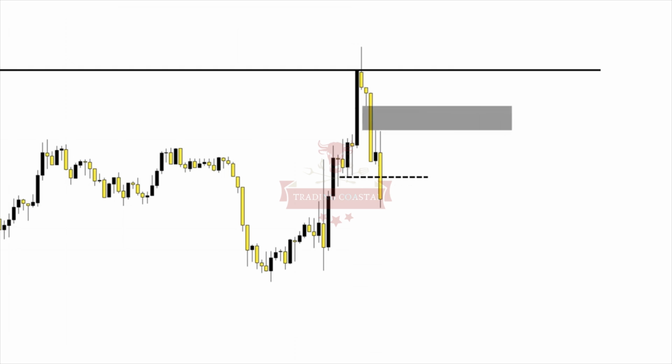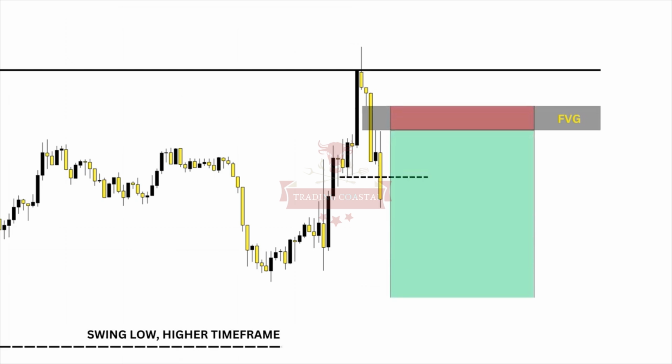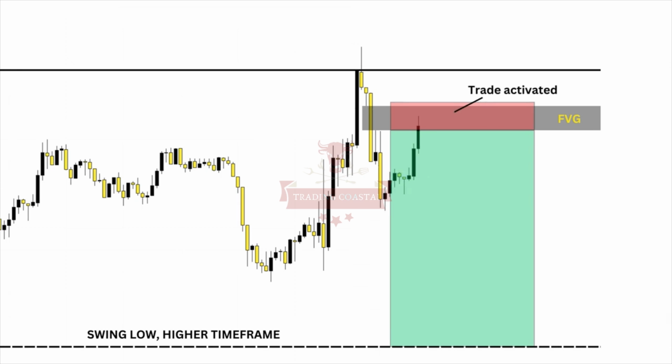As you can see, this is the highest fair value gap, so we are going to set our sell order at the lowest point of the fair value gap, and place the stop loss a couple of pips above the fair value gap, and target the recent swing low on the higher time frame. Let's see what will happen.